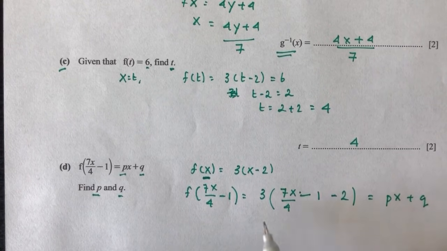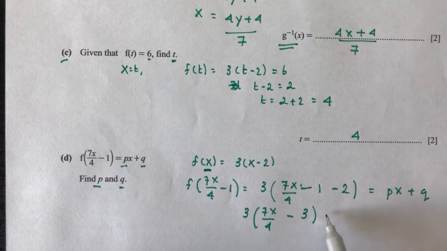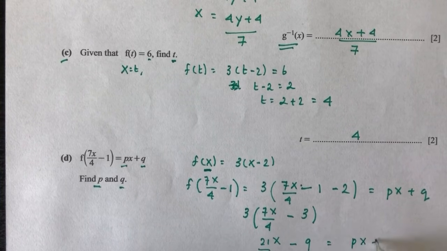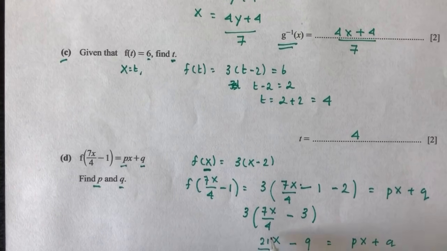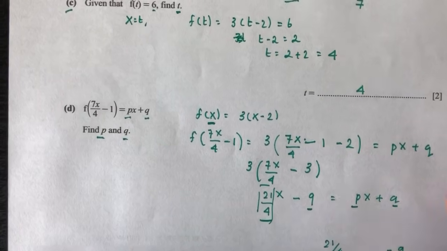So let's look at this side first. We can simplify this. So minus 1 minus 2 is minus 3. So 3 times 7x over 4 minus 3. Now we expand. What do we have? We have 21x over 4 minus 9 equal to px plus q. This is equal to this, and this equal to this, which means p is equal to 21 divided by 4 and q is equal to minus 9, and that is your answer for part D.